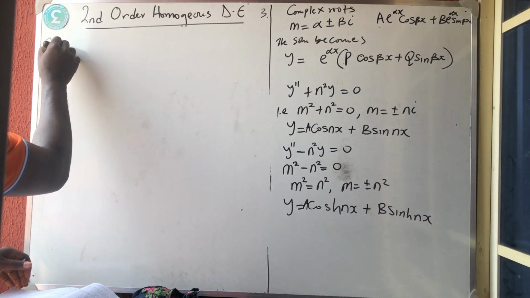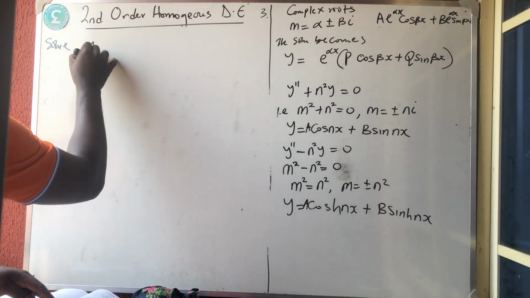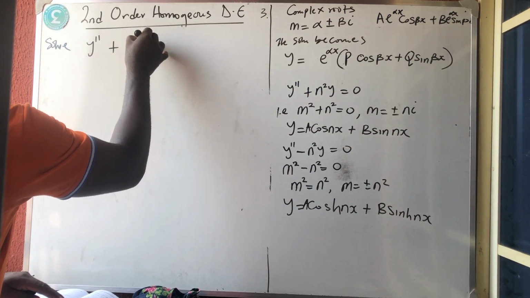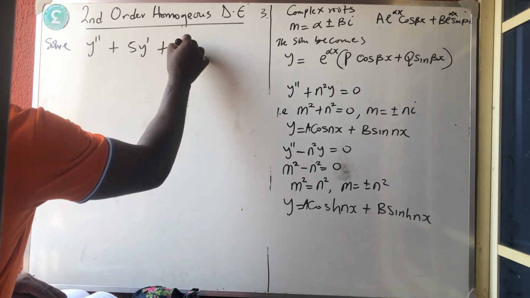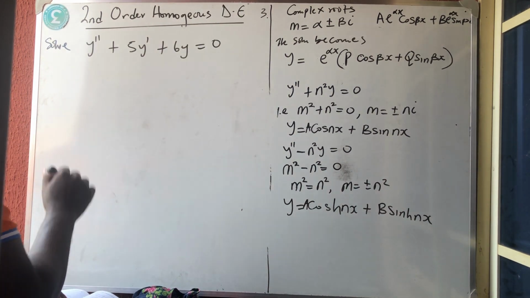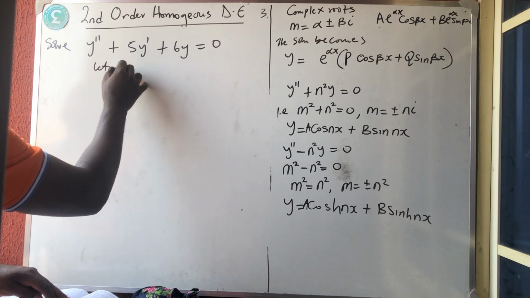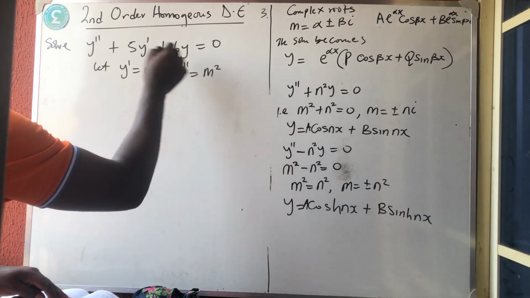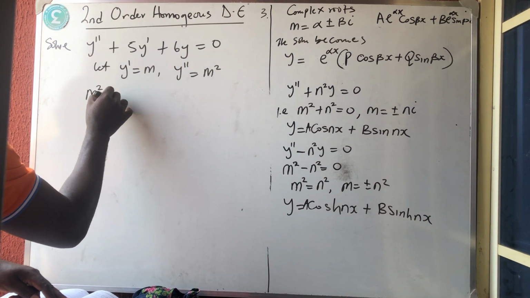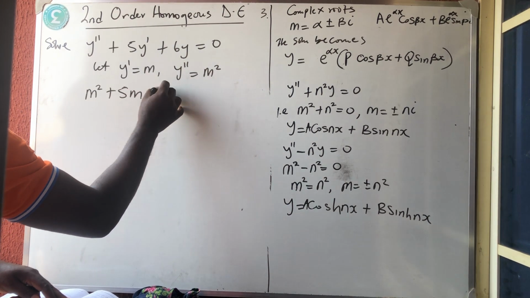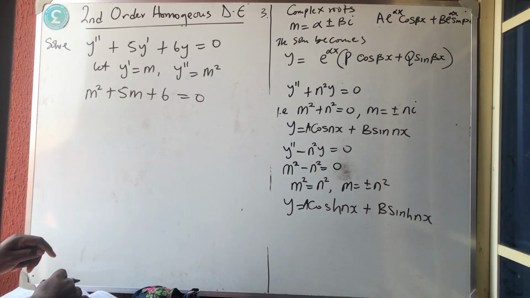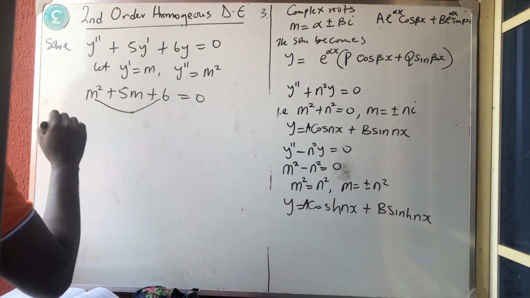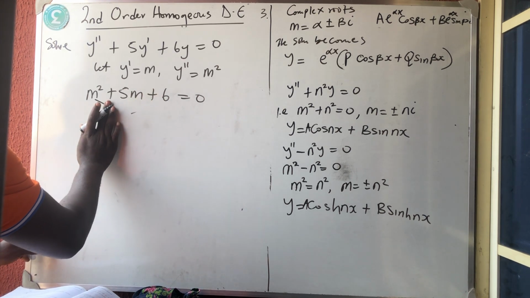The first one we'll solve should be y prime prime plus 5y prime plus 6y is equal to 0. So we'll say let y prime be equal to m and y prime prime be equal to m squared. So if you put it, you have m squared plus 5m plus 6 is equal to 0. So what do we have now? We are having this times this. You know how to factorize now, the factorization method.